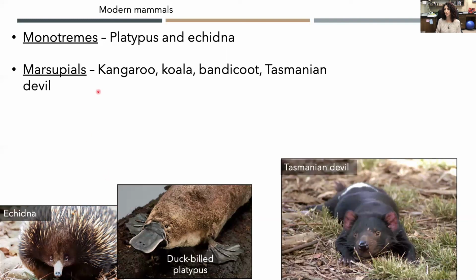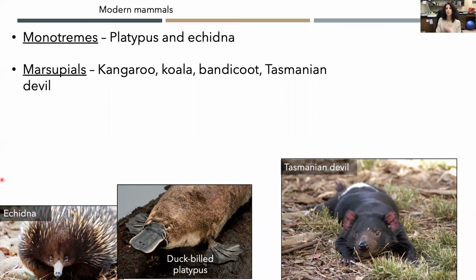Next, we have the marsupials. You probably know most of these to be kangaroos and koalas, but they're also represented in the bandicoots and the Tasmanian devil, looking so cute over here. Most of our marsupials are within the continent of Australia, although there are some in South America as well.